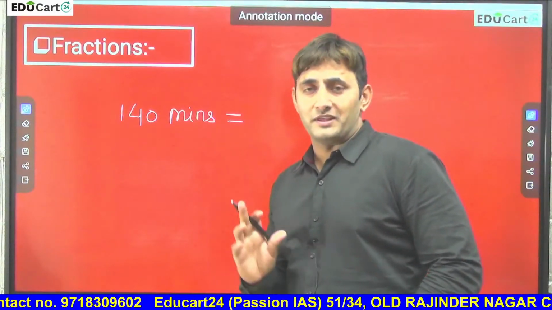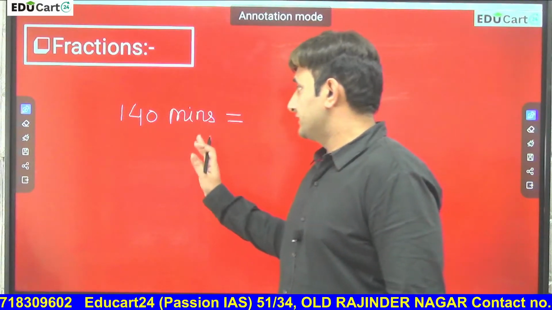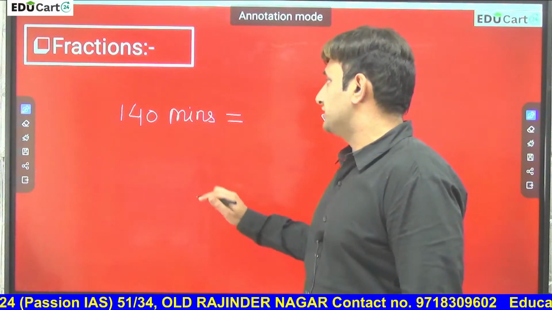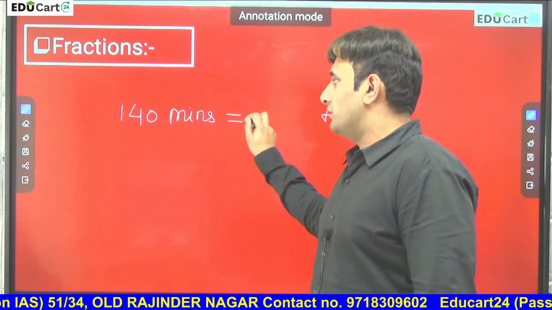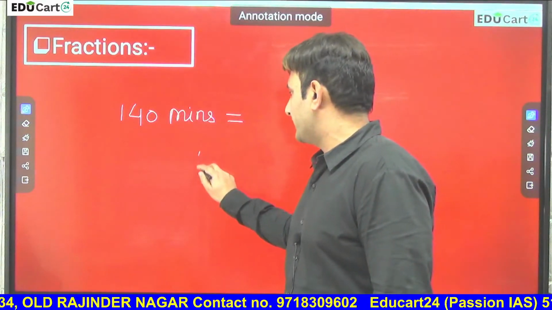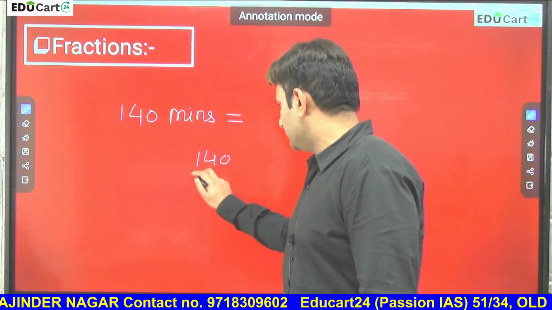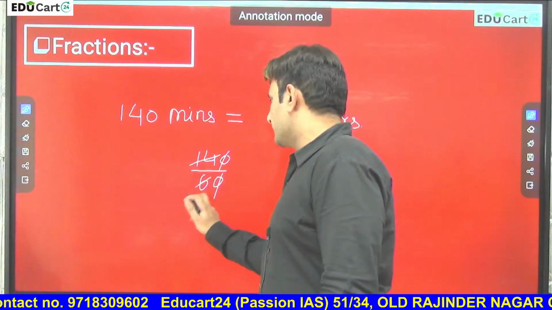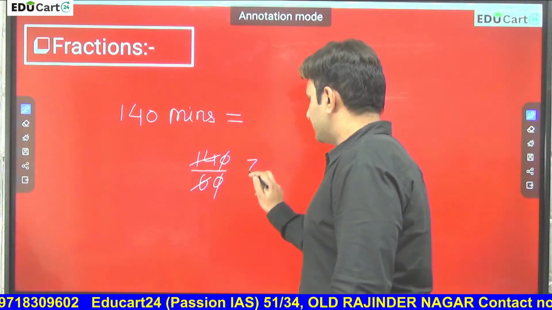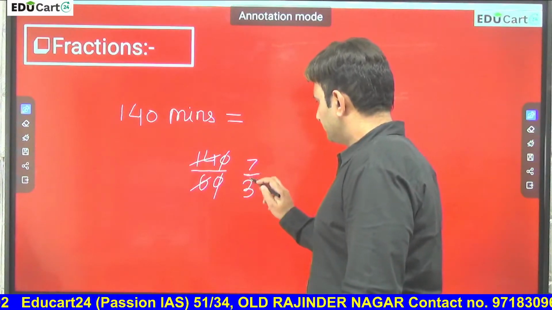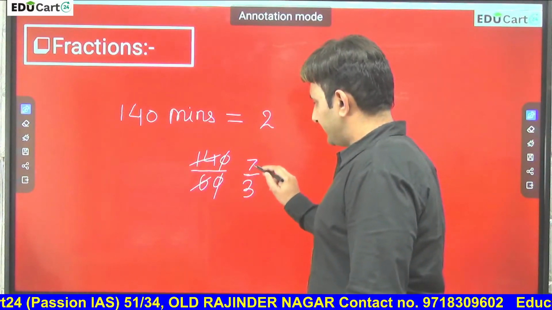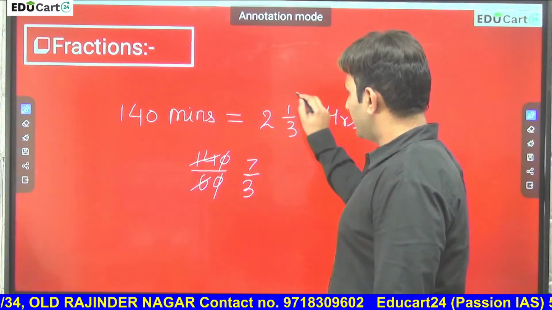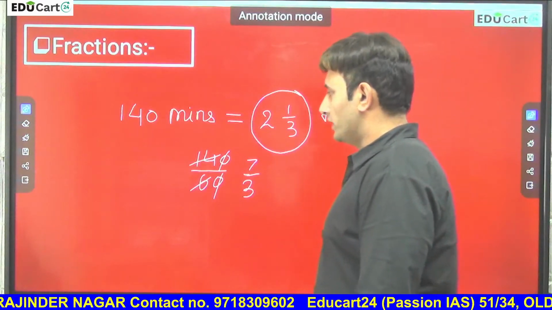We know that 1 minute is the 60th part of an hour. So for minute to hour conversion, divide by 60. So what will you get? 140 upon 60. This you can cancel out. Upon cancelling by 2, what will you get? 7 upon 3. 3 2s are 6. 1 is remaining. So 2 1 by 3 hour. You can write like this. 2 1 by 3 hour.